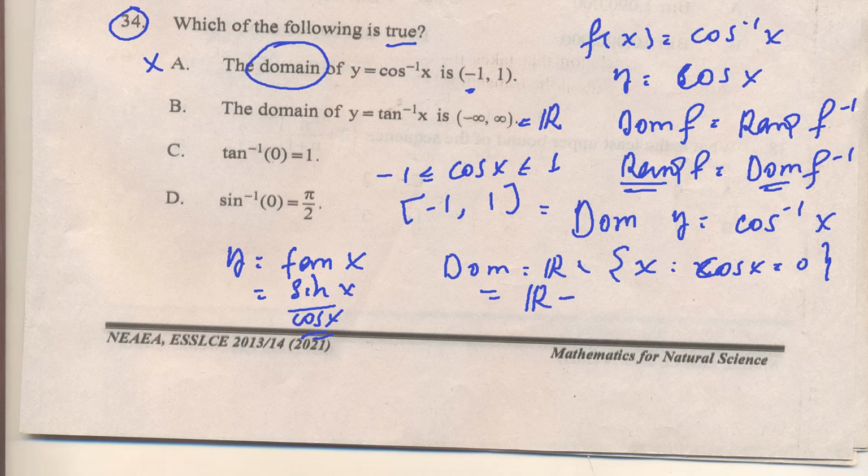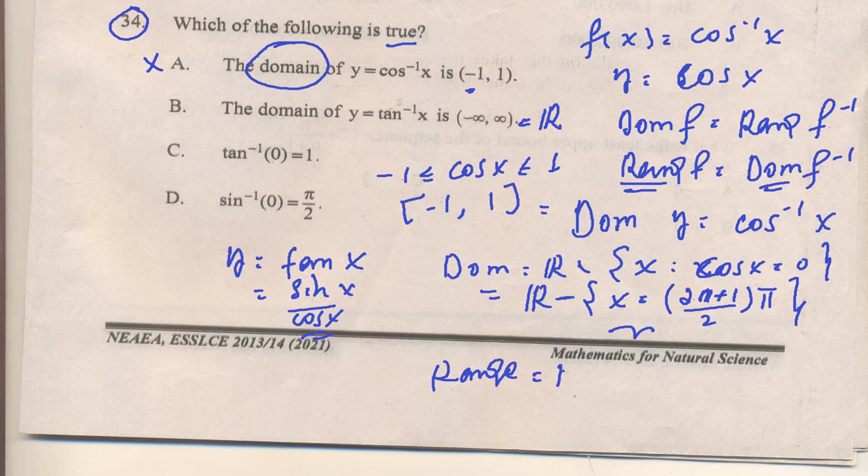The set of all real numbers without those numbers x for which cosine is 0, which is odd over 2 multiples of pi, 2 times n plus 1 divided by 2 times pi. At all these angles cosine is 0, so these are restricted. The domain is this one, but the range of a tangent function is the set of all real numbers. So the range of the tangent function is the domain of the inverse of tan. So therefore this is true. C says tan inverse of 0 is equals to 1, which is false. And D says sin inverse of 0 is equals to pi, pi over 2, which is also false.